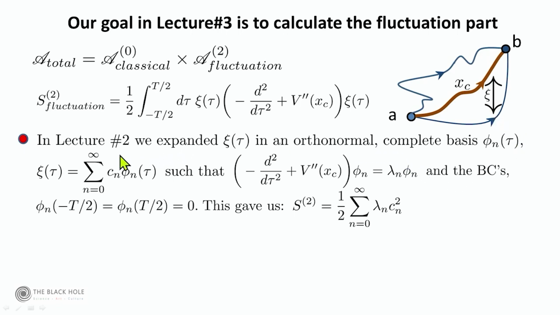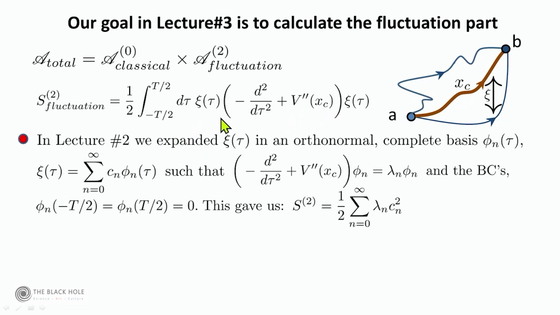Okay, so in lecture number 2, the previous lecture, we expanded xi in a complete orthonormal basis, and these were the eigenfunctions of this operator, this minus d2 by d tau squared plus the second derivative of the potential evaluated on the classical path. You see, V is a function of x, but we're not going to take all x. We're not going to take x's over here or over here. We're going to take x's only along this classical path. And this is the second derivative of that.